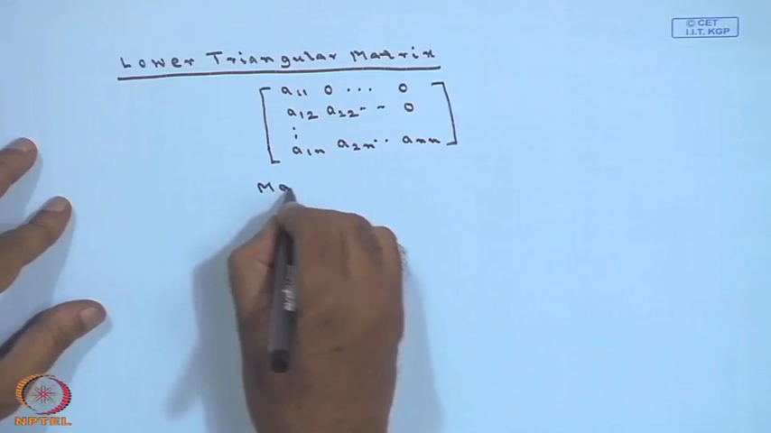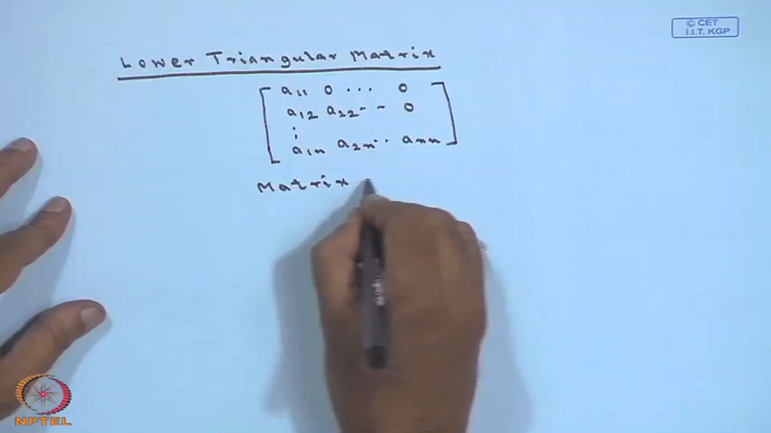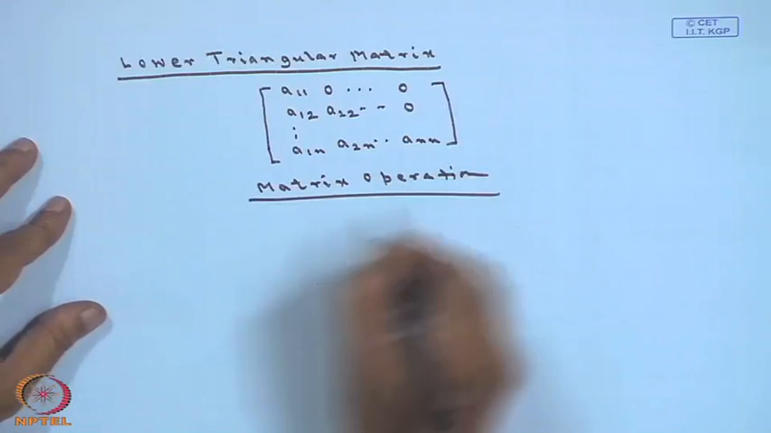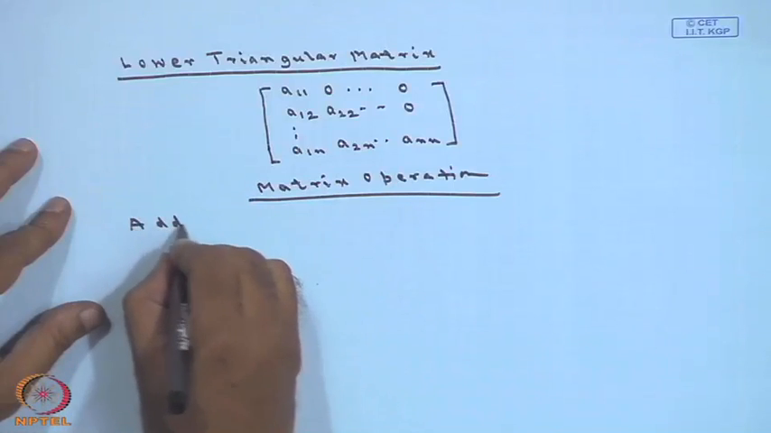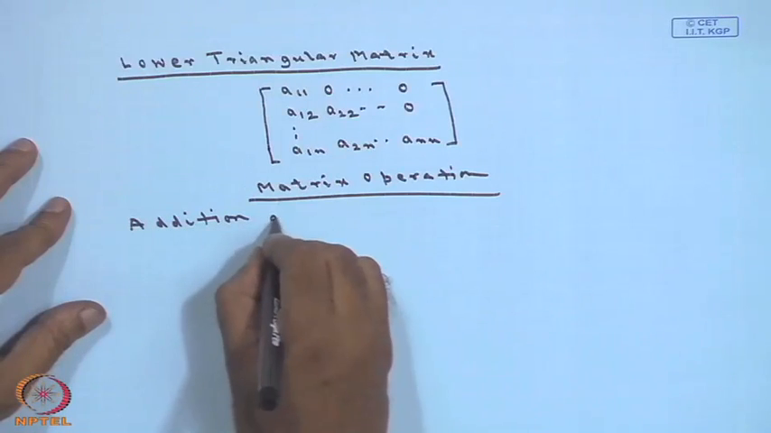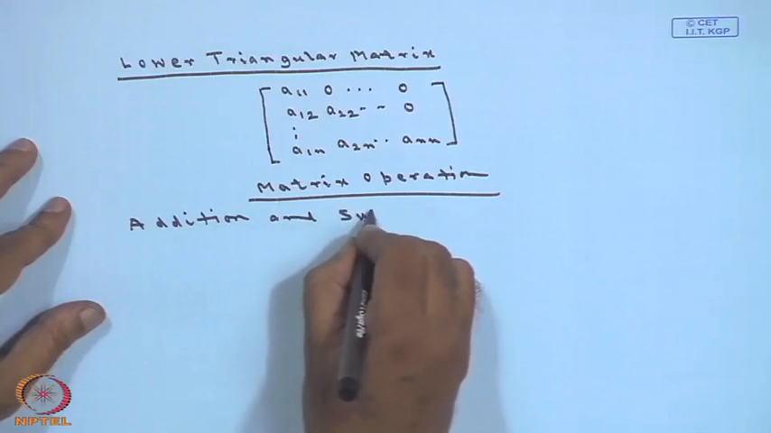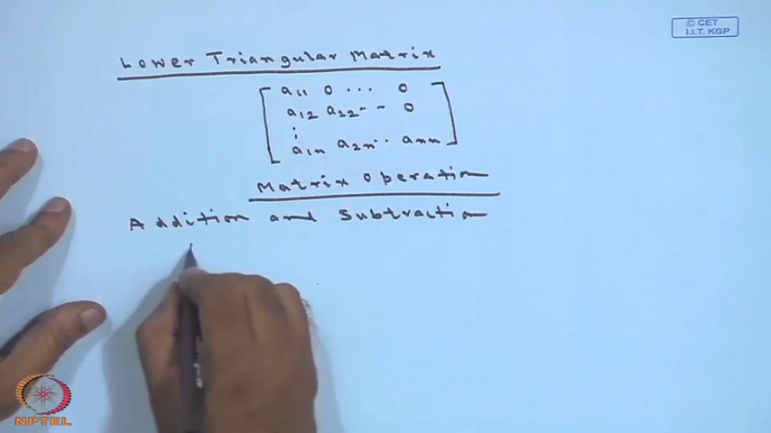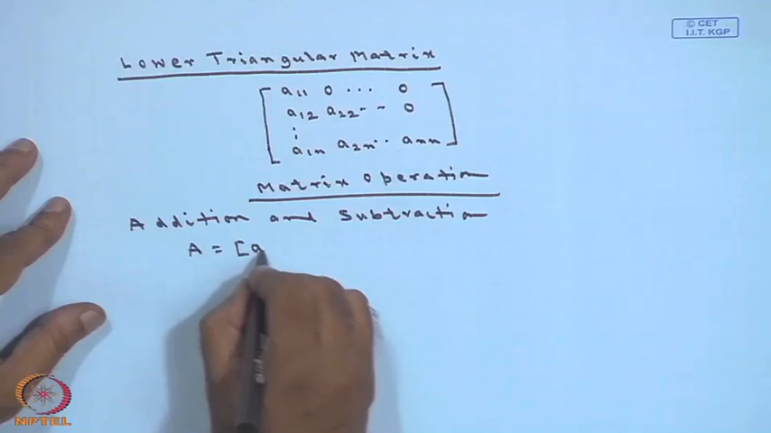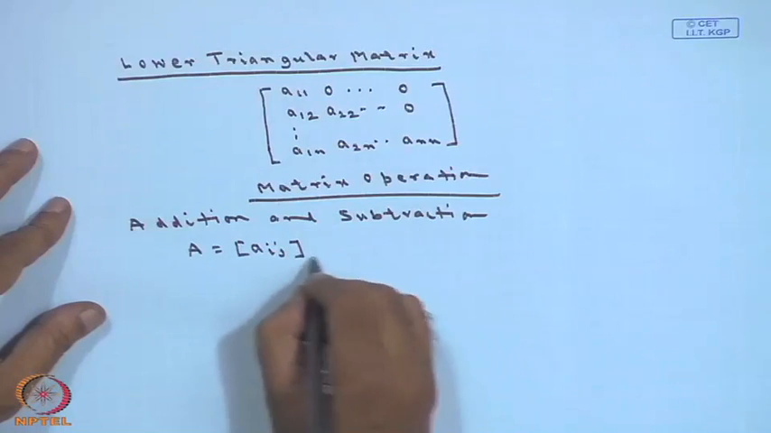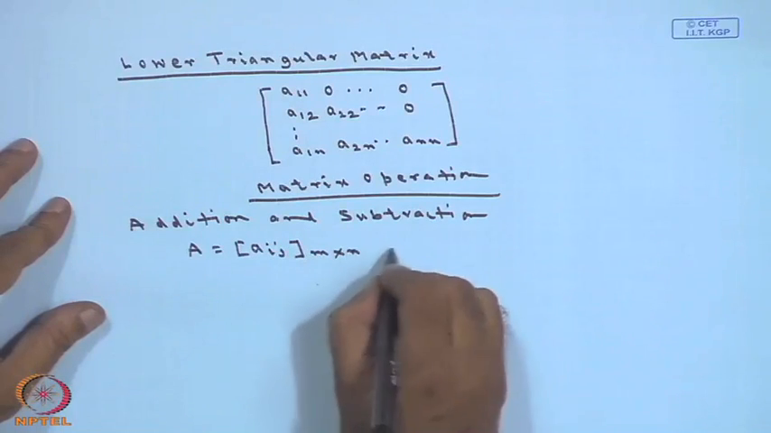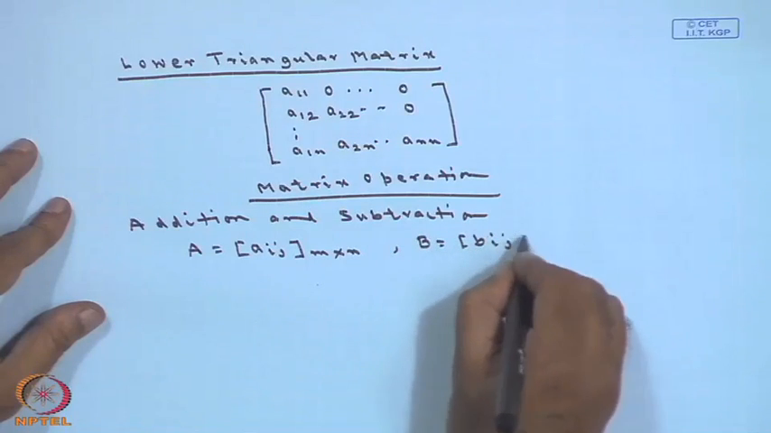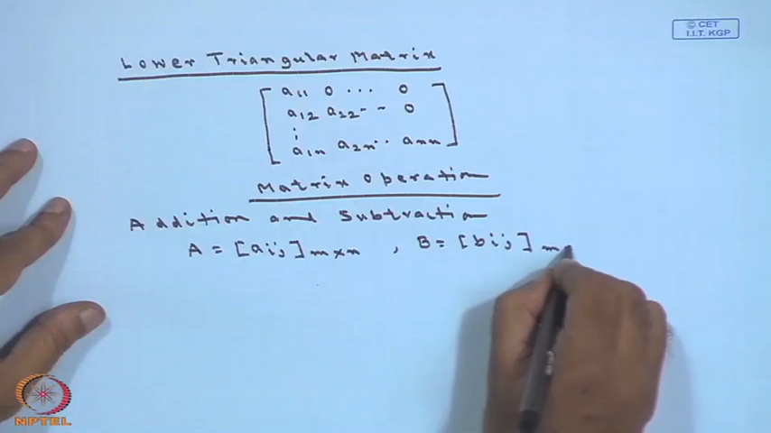Some basic matrix operations like addition and subtraction. So, first come to the addition and subtraction. What happens? You first consider a matrix A_ij. The size is of course m cross n. There is another matrix B_ij whose size is also m cross n.